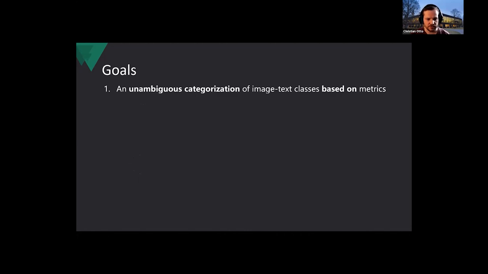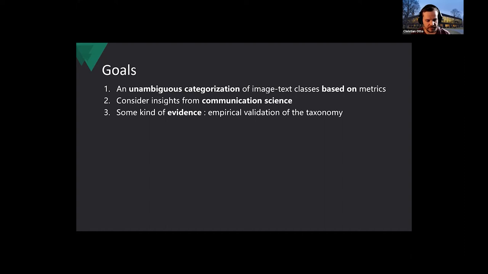Okay, and with this research, I defined my goals. What did I want to achieve with this work that I'm presenting? I wanted an unambiguous categorization of image-text classes based on these three metrics. I wanted to relate all of this to communication science, because these people put decades of work into this, and it would be good to base some of this on what they did in order to make it more valid. Then I wanted some kind of evidence that my taxonomy is correct and intuitive. And since we are from machine learning, I also wanted to see whether these image-text classes and metrics could be automatically classified. For this I needed a dataset, which I didn't want to gather manually, because this is a tedious process.